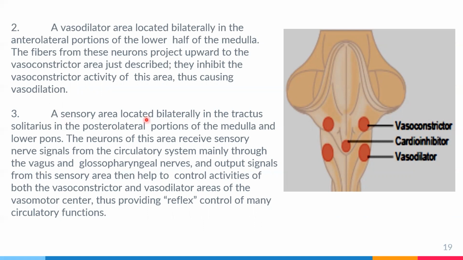Third is the sensory area located bilaterally in the tractus solitarius in the posterolateral portions of the medulla and lower pons. The neurons of this area receive sensory nerve signals from the circulatory system, mainly through the vagus and the glossopharyngeal nerve. Output signals from the sensory area then help to control activities of both the vasoconstrictor and the vasodilator areas of the vasomotor center, thus providing reflex control of many of the circulatory functions.